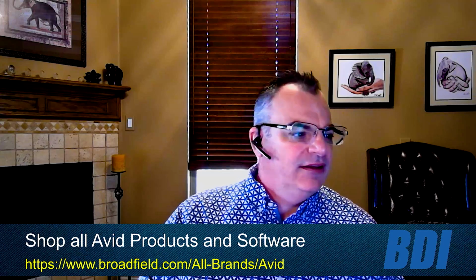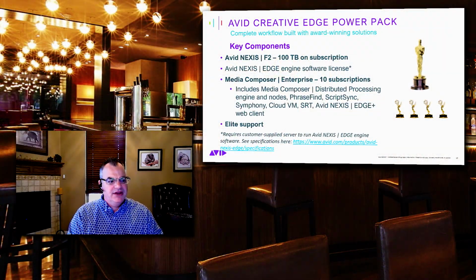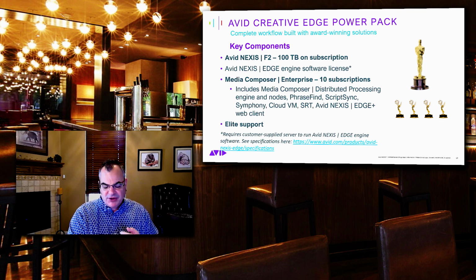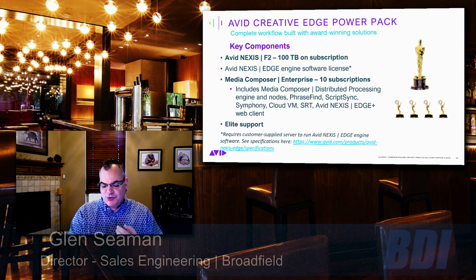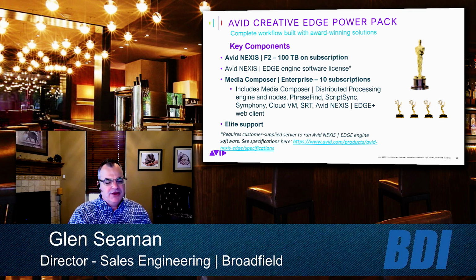Right. So in the Power Pack, you've got your Nexus F2, so 100 terabytes of storage. You've got your Avid Nexus Edge software license, which is included. The big difference is you have Media Composer Enterprise. Media Composer Enterprise is really designed to work with those proxy workflows. So you're going to go from your Media Composer Ultimate to an Enterprise version just to manage those proxies.